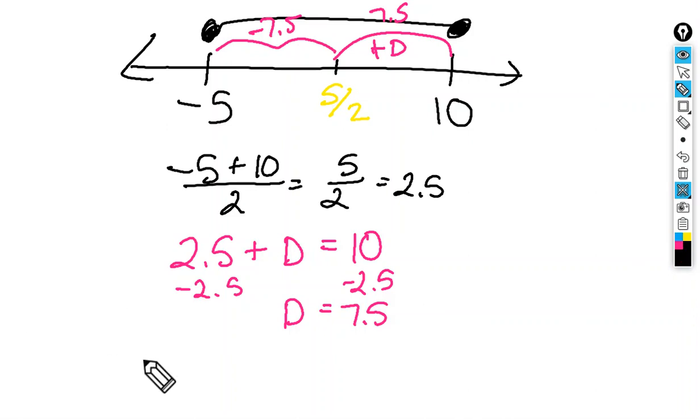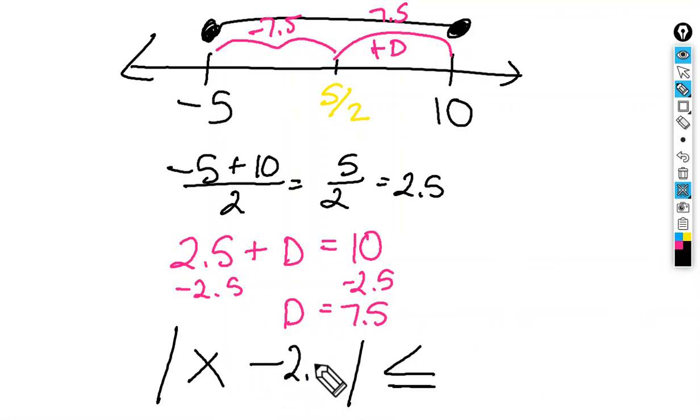All right, so let's do our inequality. Shade between and equal to. Look at that. All right. X is distance number. Okay. The distance from 2.5 is less than or equal to 7.5.